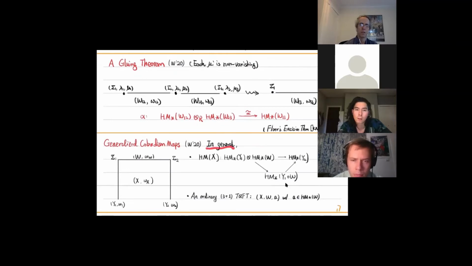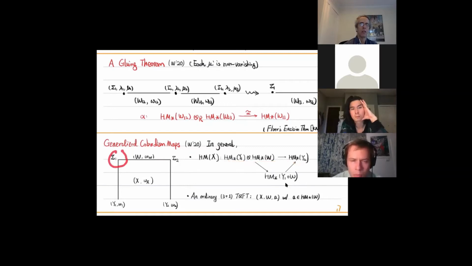In general, if we don't make any assumption on this horizontal manifold, then we can construct a map from the tensor product of Y1 and W and end up with the Floer homology of Y2. In some sense, the Floer homology of this horizontal manifold is parametrizing all possible cobordism maps we can obtain from this picture. So how is this map constructed?